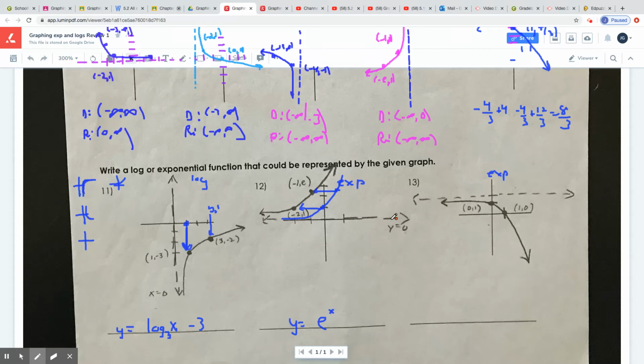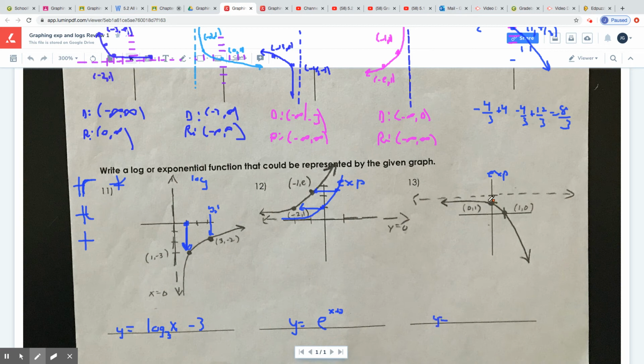See how my asymptote's at 0? That means there's nothing out here. So how do I represent a slide of 2 to the left? x plus 2. There you go. y equals e to the x plus 2. Then you can go back and graph it and see if it works. Okay.